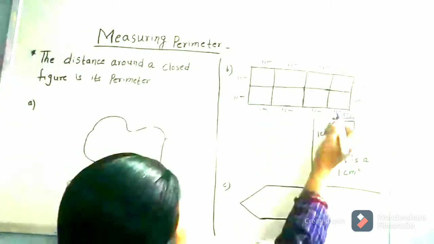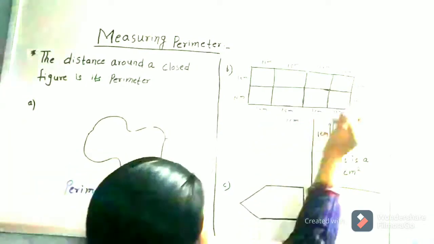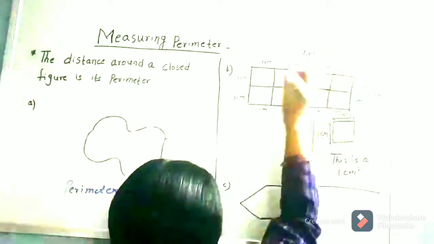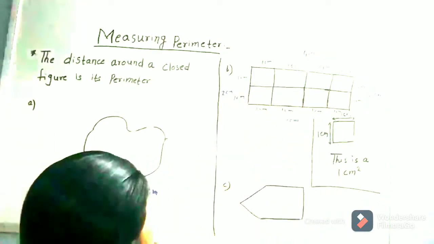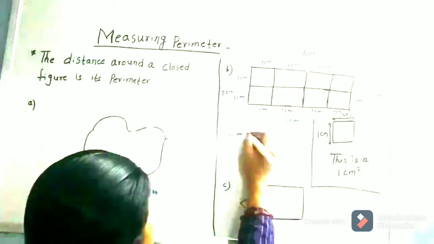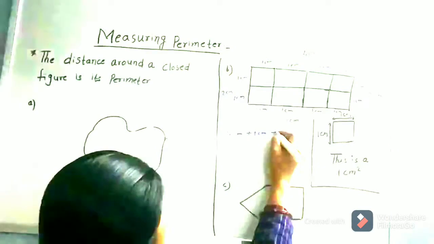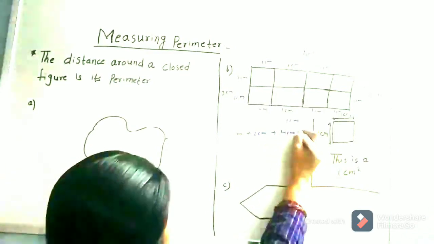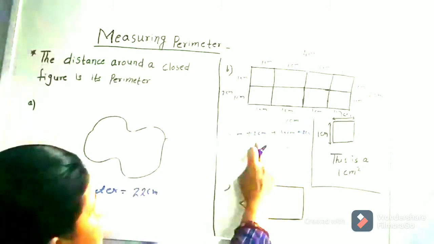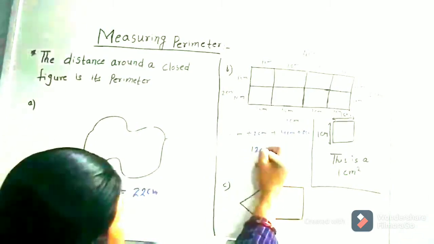So 1, 2, 3, 4. Here is 4 centimeters. Then 1, 2, so 2 centimeters. Here is 4 centimeters. We have to add, and here also 2 centimeters. After that we add 4 centimeters, plus 2 centimeters, plus 4 centimeters, plus 2 centimeters. So 4 plus 2 is 6, and 6 plus 6 is 12 centimeters.